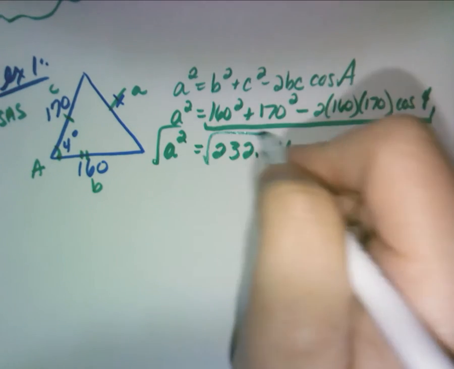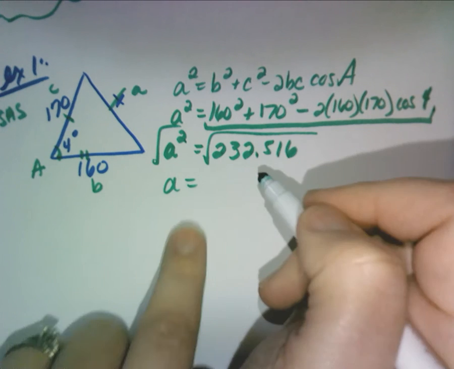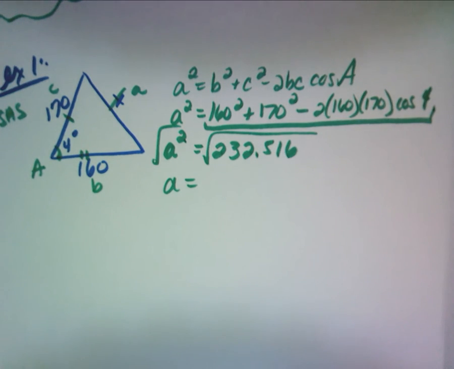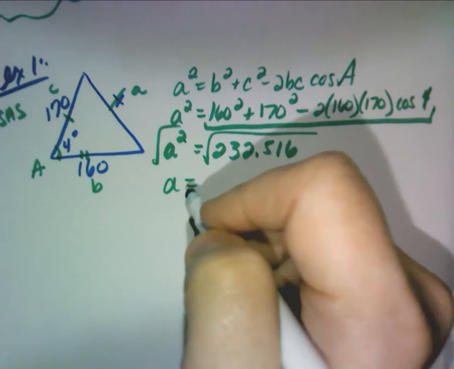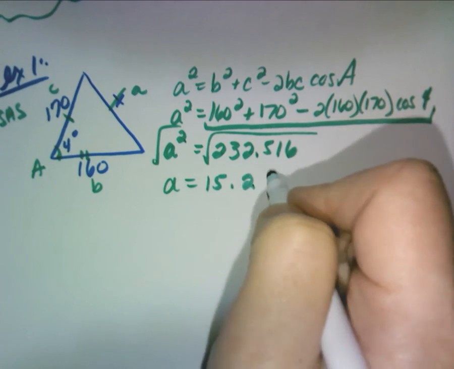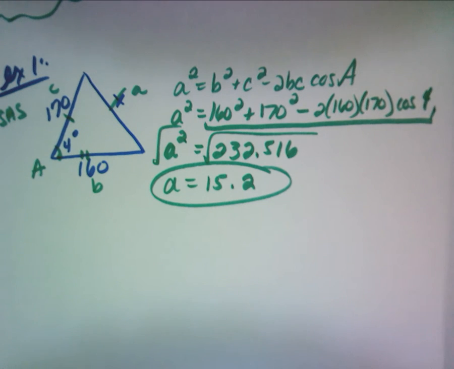Square root. Don't have to worry about the minus. You just have to worry about the plus because we're talking about the side. So take the square root of that, and I get 15 point, round to the nearest tenths, 15.2. So that one is really easy and very simple. Wouldn't you agree? Straight in, plug it in.